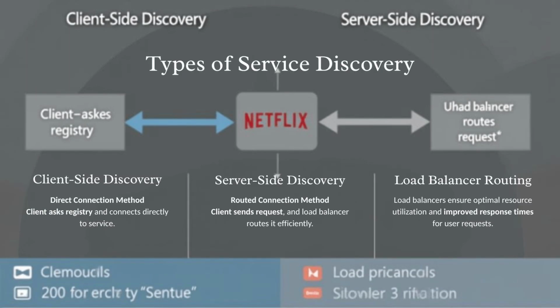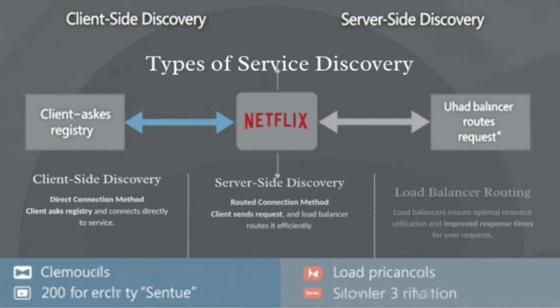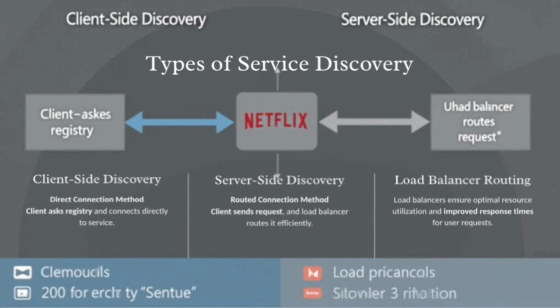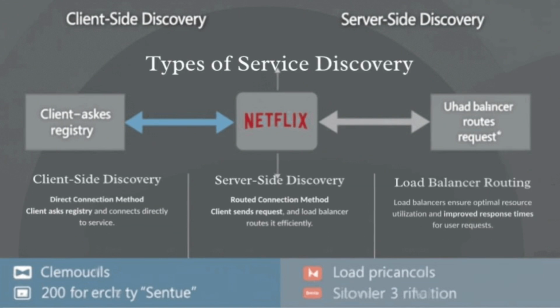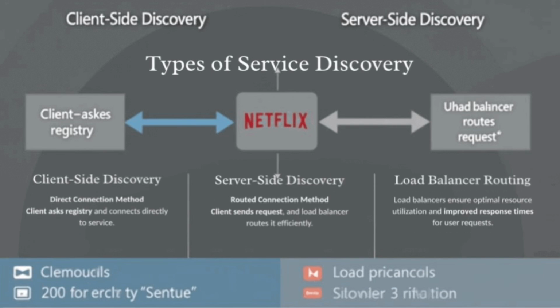In server-side discovery, the client doesn't bother finding the service itself. It just makes a request. A load balancer or a gateway receives the request, looks into the registry, and then forwards the request to the right service. This is how apps like Uber handle routing. When you request a ride, the backend automatically finds the nearest available driver service for you.